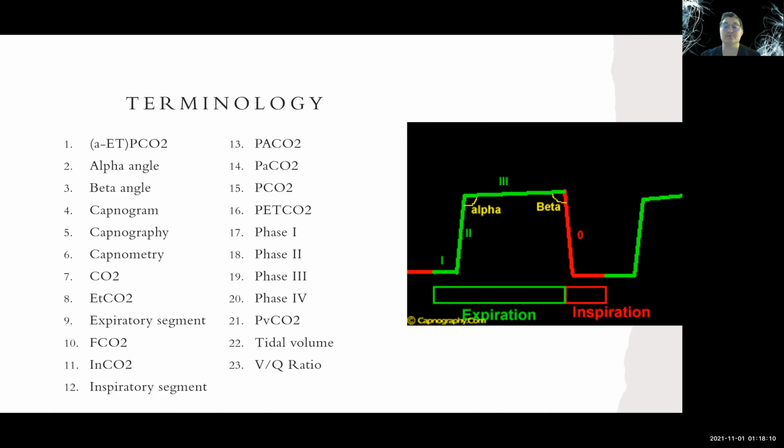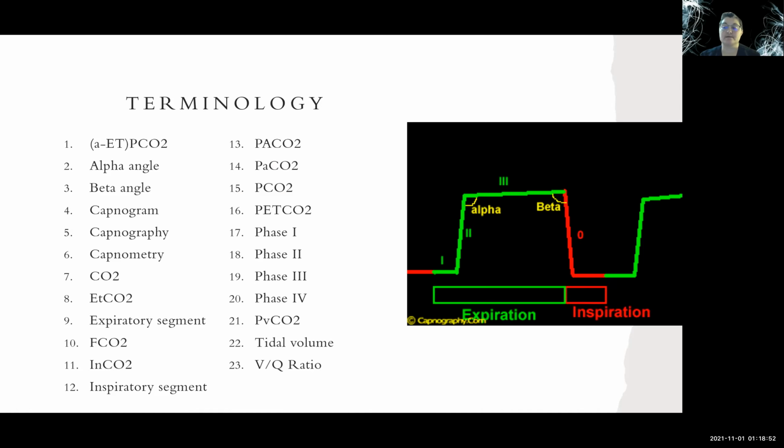CO2 is the abbreviation for carbon dioxide, which is a colorless, odorless waste gas that's produced by respiration. The next one, number 8, stands for end tidal CO2. This is the expired gases from the alveoli. This is the level of carbon dioxide that is actually released at the end of an exhaled breath. Now, this term is pretty interchangeable with the abbreviation PETCO2, which is number 16 on this slide.